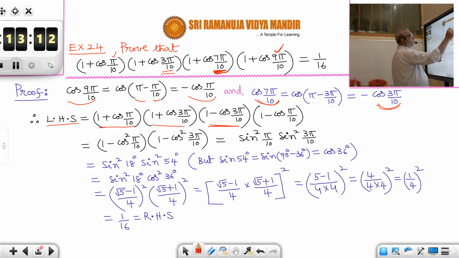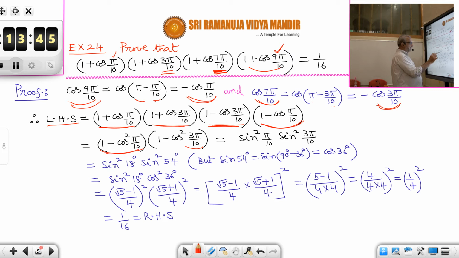Next, the fourth bracket, 1 plus cos 9 pi by 10. Cos 9 pi by 10 is minus cos pi by 10. So 1 minus cos pi by 10. The first bracket into the last bracket are in the form 1 plus x into 1 minus x, so 1 minus x square. So 1 minus cos square pi by 10. Similarly, the second bracket into the third bracket, 1 plus x into 1 minus x, 1 minus x square. So 1 minus cos square 3 pi by 10.